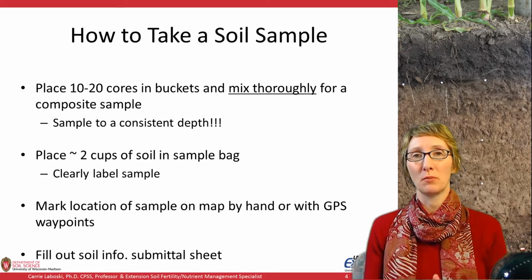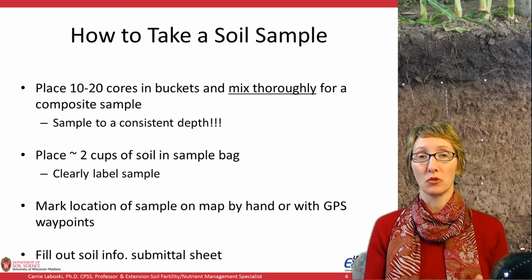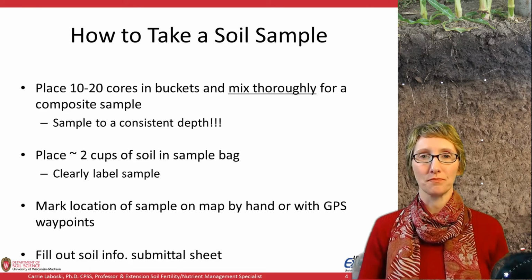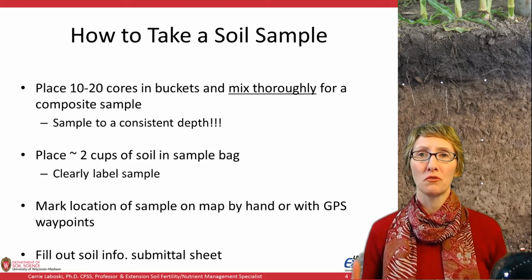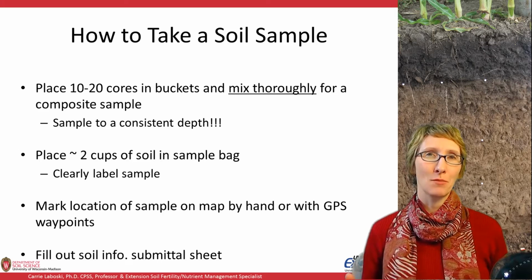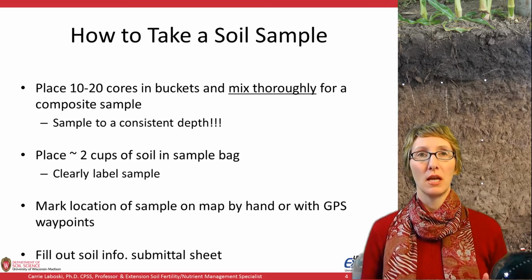So if you keep sampling deeper, you may have a false sense of a lower soil test than what's actually true. Or if you tend to sample shallow, you might get a false sense of a high soil test. So now, once you've thoroughly mixed your sample in the bucket, you want to take about 2 cups of that soil and put it into a sample bag. And so it's pretty straightforward.